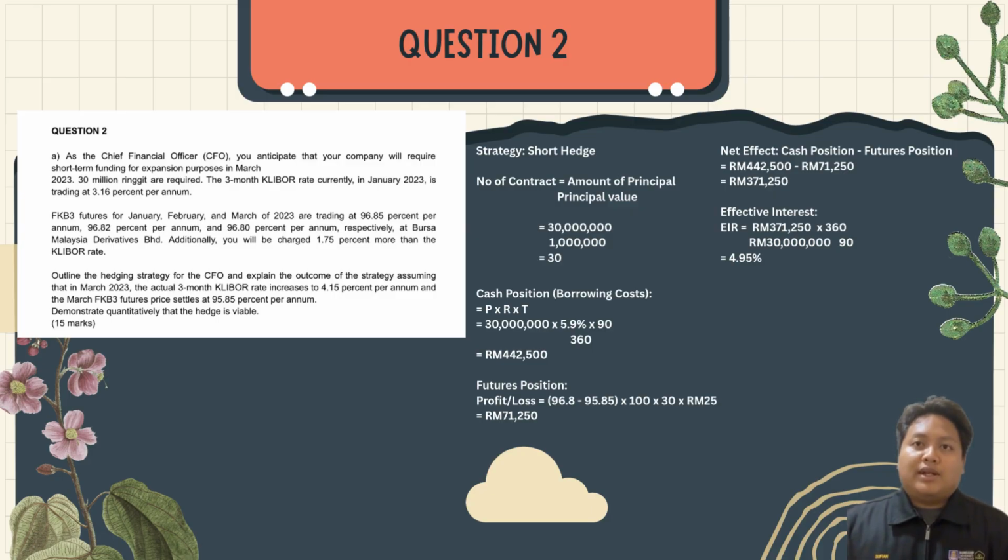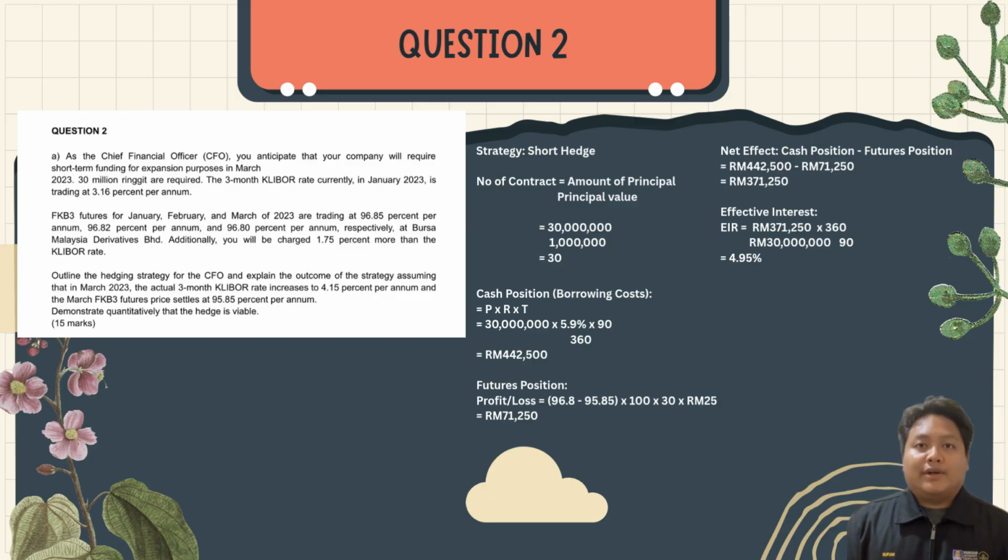This means if we did nothing, our floating borrowing rate will be highly vulnerable to market volatility. To eliminate this risk and lock in our financing cost, we choose to implement a short hedge using 3-month LIBOR futures, known as the FKB3 contract on Bursa Malaysia Derivatives. Our first step is to determine exactly how many futures contracts we need to fully cover our exposure. The standard underlying principal value for one FKB3 contract is 1 million ringgit.